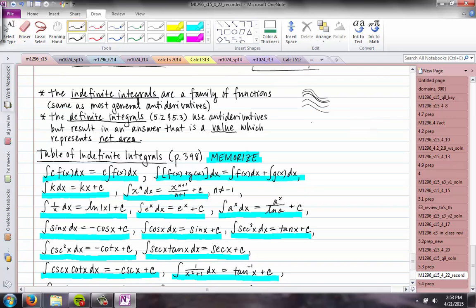And so just reiterating what I said already above, the definite integrals in 5.2 and 5.3 use antiderivatives but result in an answer that is a value which represents the net area. And so the definite integrals are very similar, but they're not necessarily indicating that. You could go ahead and look at it on an interval and turn it into a definite integral, but the indefinite integrals are a family of functions, they have a domain, and when we had the derivatives of a function, this is sort of like the integral as a function.